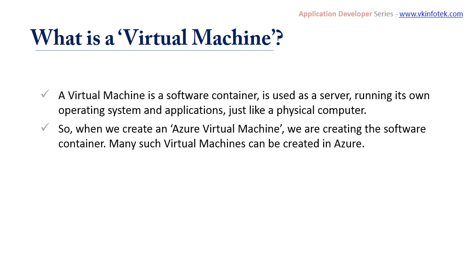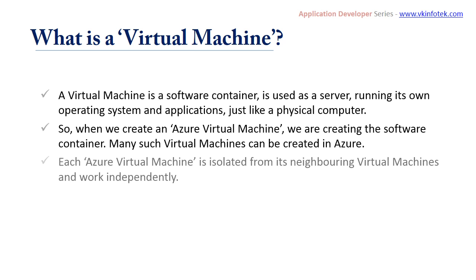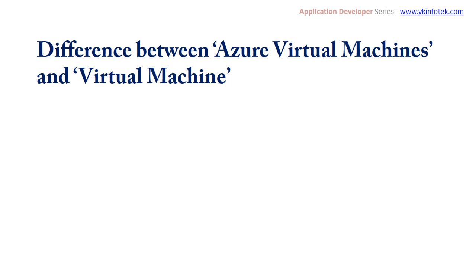When we create an Azure virtual machine, we are creating the software container. So when we say we have created an Azure virtual machine, what we actually mean is that we are creating the software container. Many such virtual machines can be created in Azure. Each Azure virtual machine is isolated from its neighboring virtual machine and works independently. That is, it is neither dependent on the neighboring virtual machine nor is it affected by the neighboring.